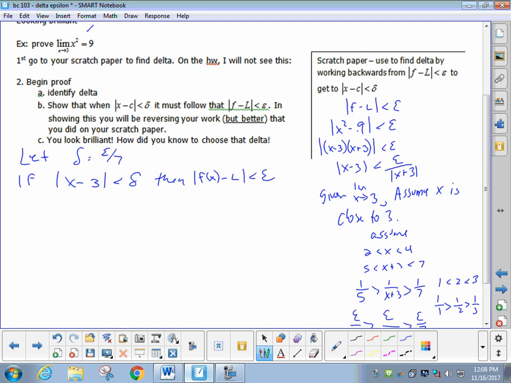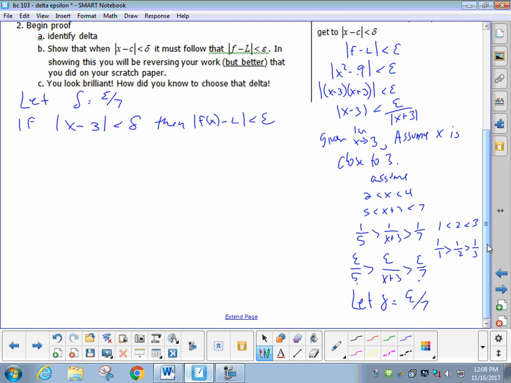All right, here we go. Now you'll see, this is where you're going to want to have this right off to the side, because you're going to do a little two-step here. |x minus 3| must be less than delta, and our delta is epsilon over 7. All right.